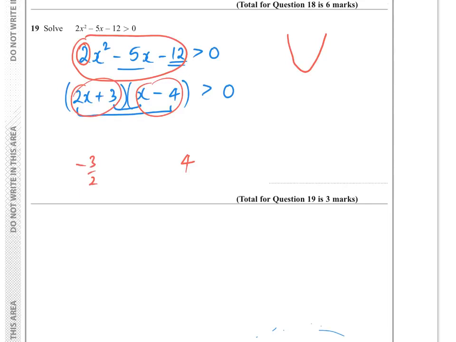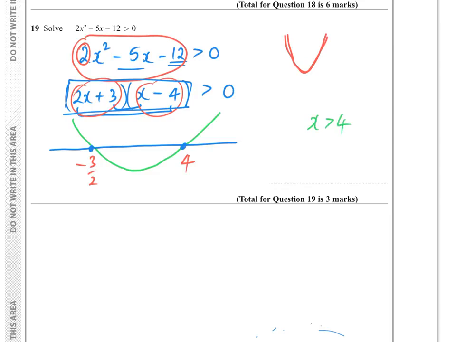So I'm going to put those on a number line, and then I'm going to just draw this shape through it. Doesn't matter if it's a bit inaccurate. And then I'm going to put my number line clearly on here, okay? And then I'm going to read what it says. It says, where is this function, i.e. the green part here, where is it more than 0? Well, it's more than 0 when x is greater than 4. And it's also more than 0 when x is less than minus 3 over 2.